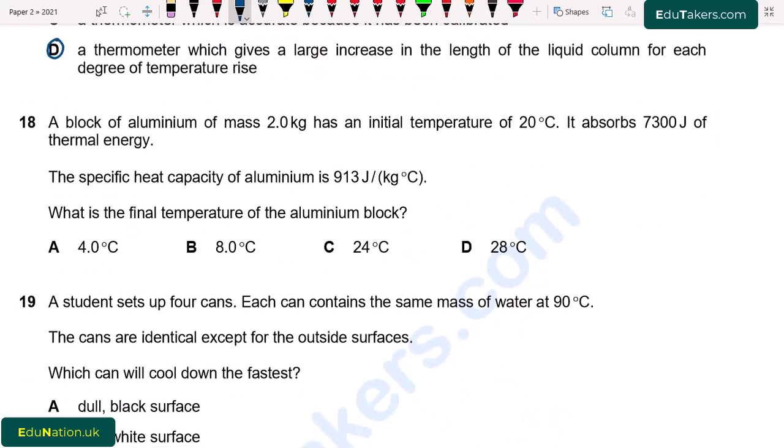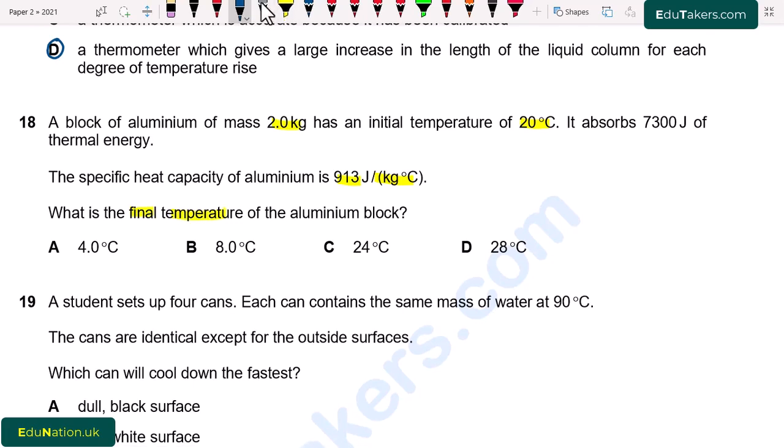Question number 18. A block of aluminium of mass 2.0 kg has an initial temperature of 20 degrees C. It absorbs 7300 joule of thermal energy. The specific heat capacity of the aluminium is 913 joule per kilogram per degree C. What is the final temperature of the aluminium block? So here we have to find out the final temperature.